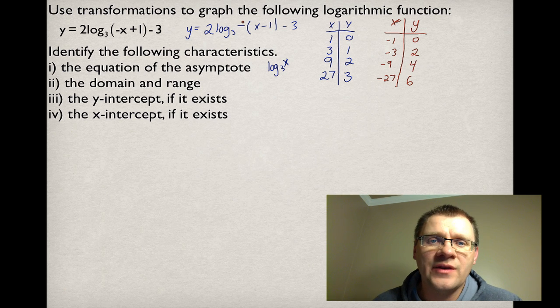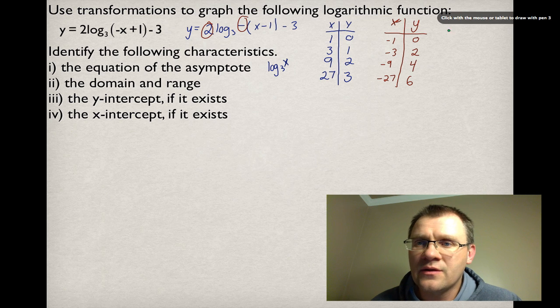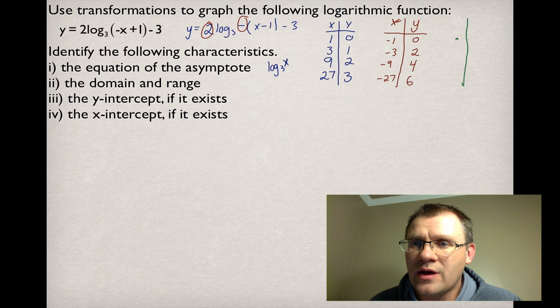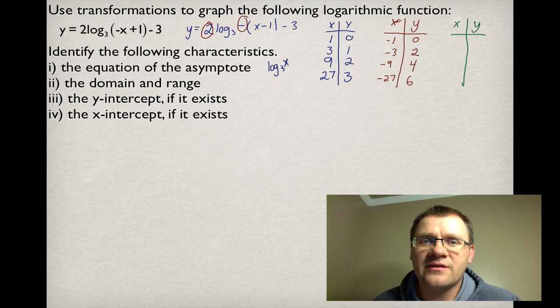So we've now taken care of the negative, and we've taken care of the 2. We need to take care now of the translations, so the moving of left and right and up and down. So after we do that, we will have our new points. So we've got an x value of, well, when it says x minus 1 inside the brackets, that means it's moving 1 unit to the right. So we need to add 1 to each of these numbers.